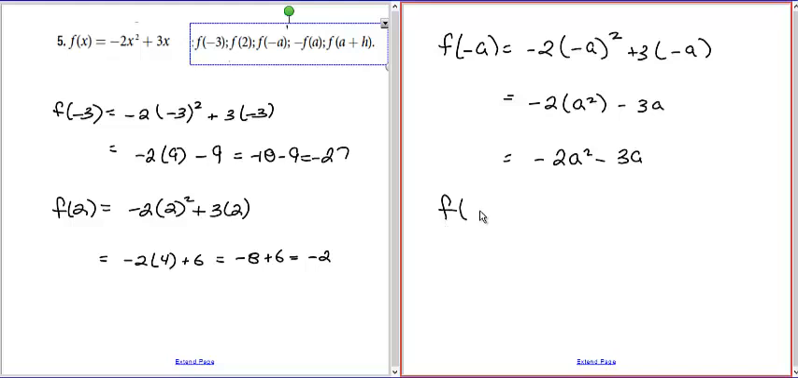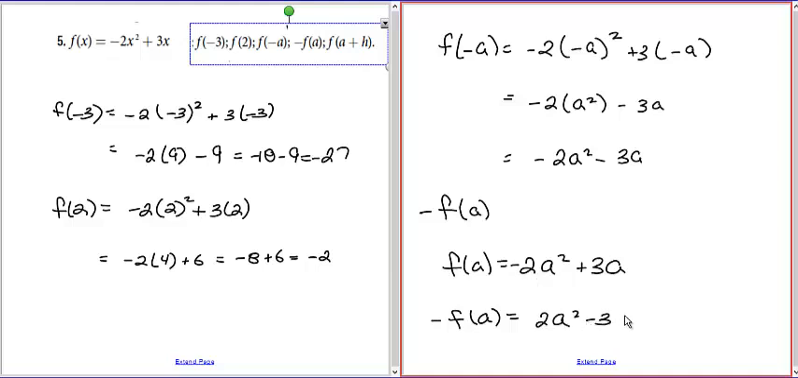Now if we do f of negative f of a, let's just write what f of a is. f of a is just like f of x, except you've substituted a, and so it would be negative 2a squared plus 3a. And when I take the negative of that function, I change the sign of each term. I negate each term, so the negative 2 becomes positive 2, and positive 3 becomes negative 3. So that's the answer there. You can see that f of negative a is not the same as negative f of a.